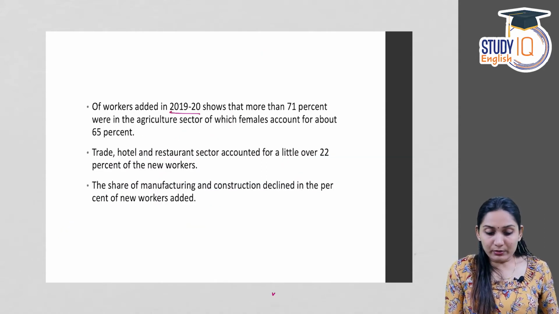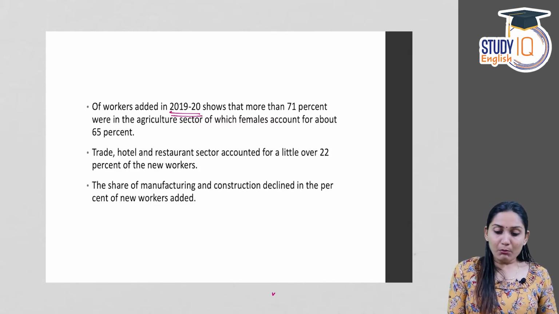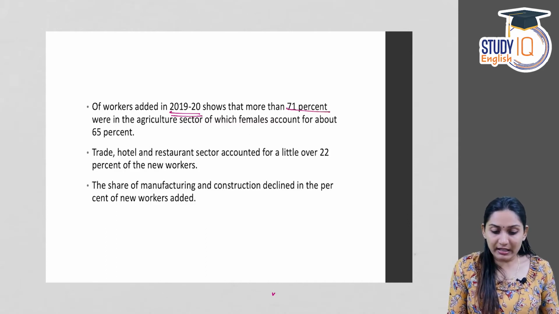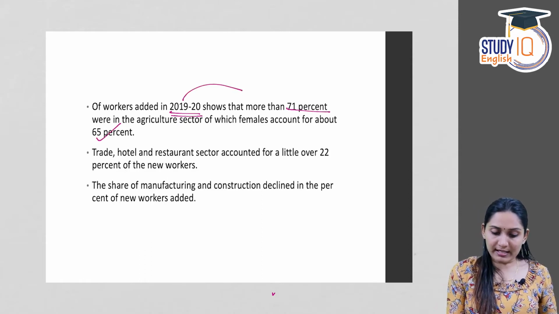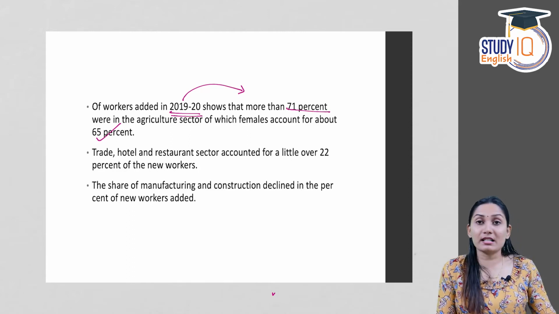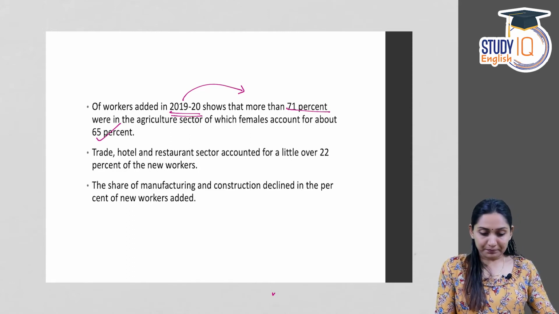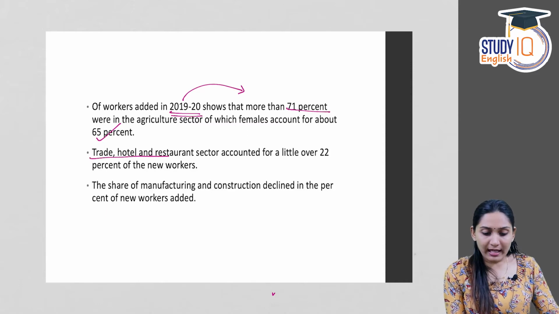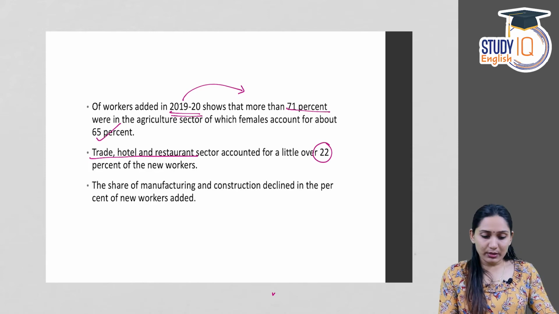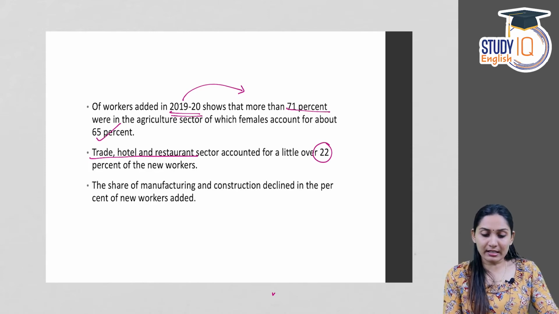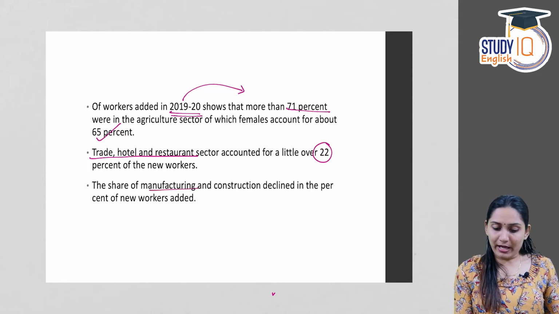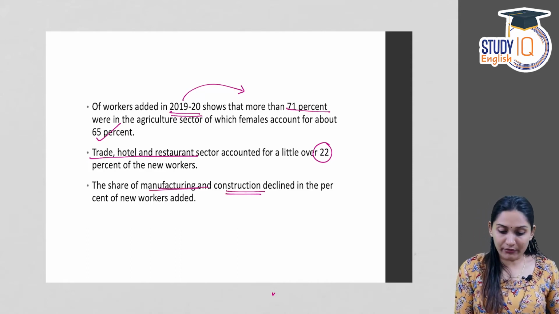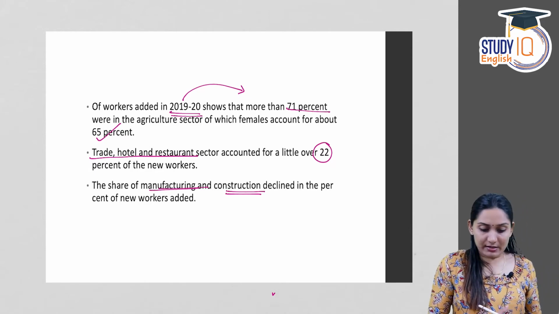Of workers added in 2019-20, more than 71% were in the agricultural sector, of which females accounted for about 65%. So maximum addition, about 71%, was to the agricultural sector. And the trade, hotel and restaurant sector accounted for over 22% of the new workers. The share of manufacturing and construction declined in the percentage of new workers added. So in the case of manufacturing and construction, the share of new workers added was less, or it declined.